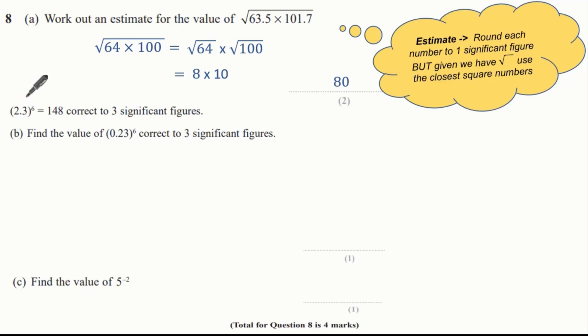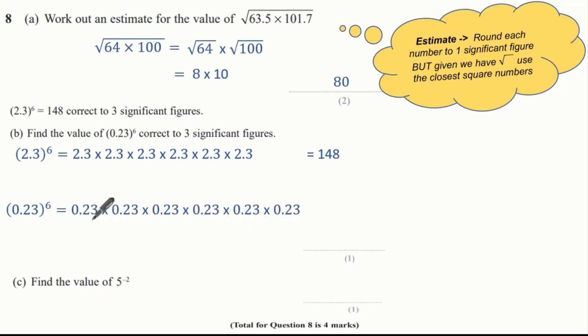It says 2.3 to the power of 6 is equal to 148, correct to 3 significant figures. We're asked to find the value of 0.23 to the power of 6, correct to 3 significant figures. Well, what's important to note is that we understand what 2.3 to the power of 6 represents. It means 2.3 is multiplied by itself 6 times, which equals our 148. What's also important to note is what 0.23 to the power of 6 represents. Well, we know it's 0.23 multiplied by itself 6 times.